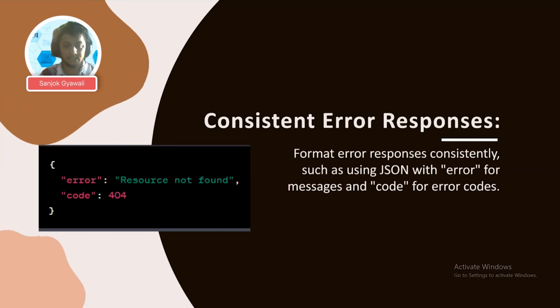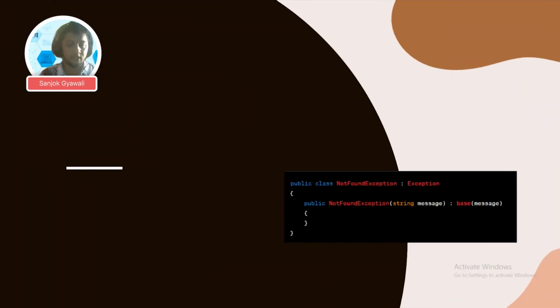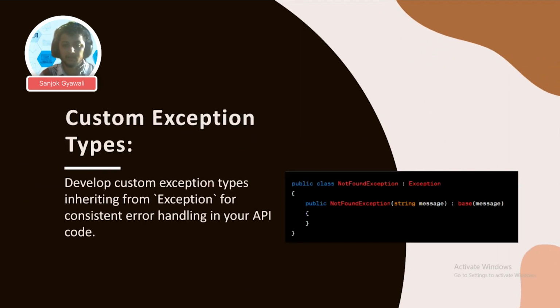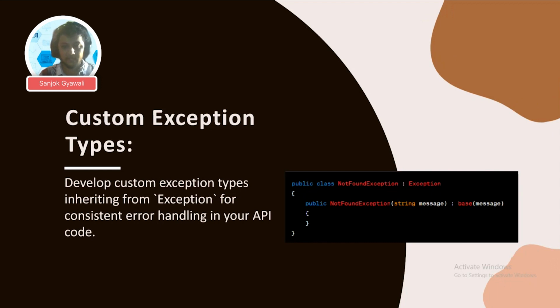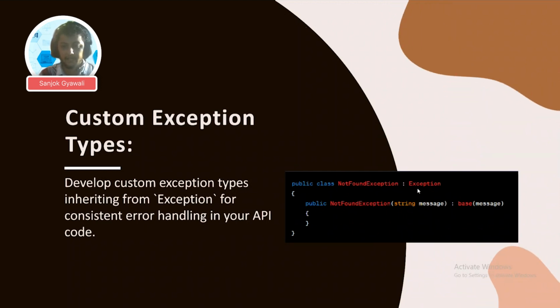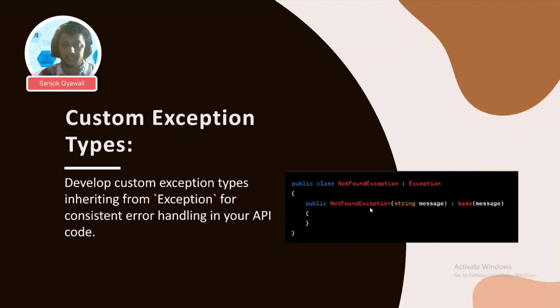So we'll have consistent error handling, and also we'll provide custom exceptions. We'll develop custom exception types inheriting from the Exception class for consistent error handling in our API. So we use a public class NotFoundException, a class inherited from Exception, with a constructor that takes a string message.